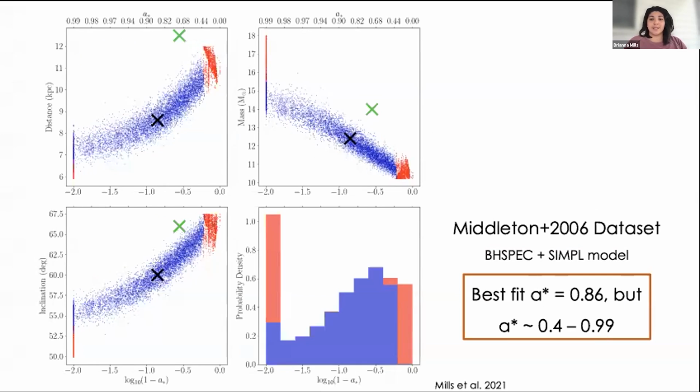Doing the same analysis, allowing some wiggle room for the mass, distance, and inclination for the Middleton et al. data set, we find that we have a very broad range of spins allowed for GRS. So our best fit spin is about 0.86, which is fairly moderate. In the past, I think most people preferred to say that GRS was a maximally rotating black hole, but our results suggest that perhaps it could be moderate. It's still a possibility that it's moderate. And in fact, the spin can be anywhere from 0.4 to 0.99 based on our analysis here.